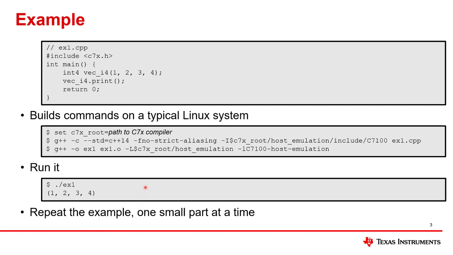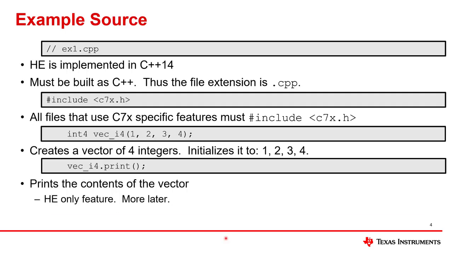Okay, so the next part of this presentation is going to walk through this example one small bit at a time. First, let's look at the source code of the example. Notice that it is a C++ source file, which is to say it's not a C source file. Host emulation is implemented in C++14, so it has to be compiled as C++. Depending on how your host compiler works, there are multiple ways to go about getting that to happen. The most typical one is to use the file extension .cpp.